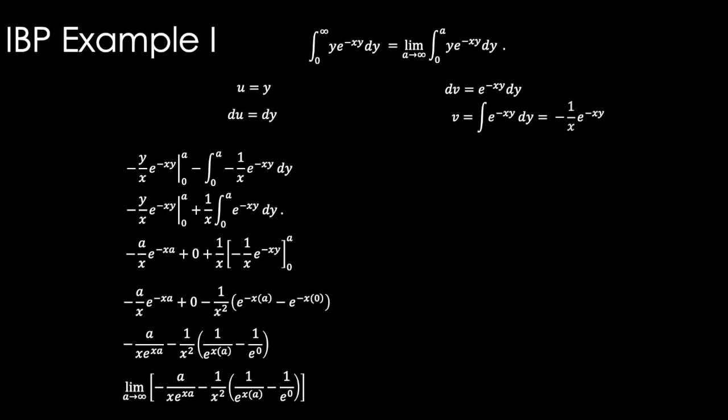So a is approaching infinity, so let the limit approach. Now the general rule of thumb is that exponential decay decays faster than polynomial growth. So the first term, negative infinity over x e to the power xa, will actually tend to 0 because exponential decay is much faster than polynomial growth. So here's how it simplifies. Then finally, you get this.